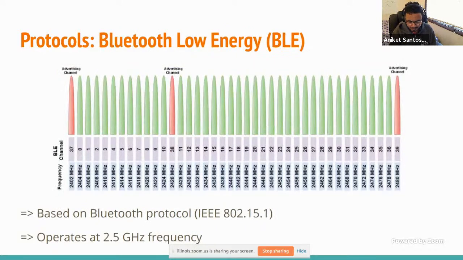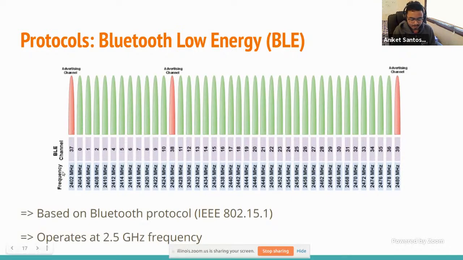So moving on, we'll talk about the Bluetooth Low Energy protocol, or the BLE protocol. And again, the standard name for Bluetooth is IEEE 802.15.1. So that's the name of the Bluetooth protocol. And BLE is sort of a modification of the original Bluetooth protocol to do some interesting IoT stuff. And again, it operates at the 2.4 gigahertz frequency.